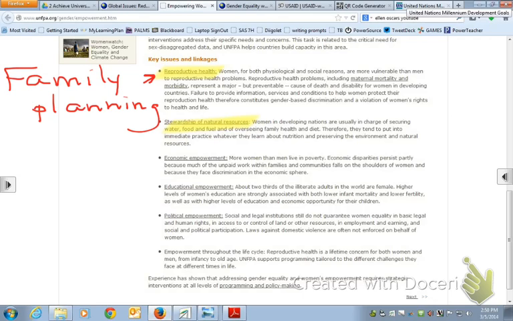The next three we've kind of talked about. In terms of economic empowerment, there's more women than men in poverty. They need jobs, they need fair wages. Educational empowerment, we talked about this for the past few days. More women need to be going to school. And then political empowerment, we'll look at this in a few minutes, but we need more women in politics.